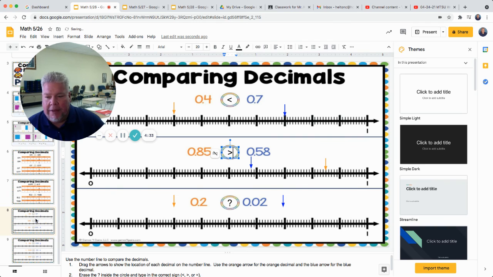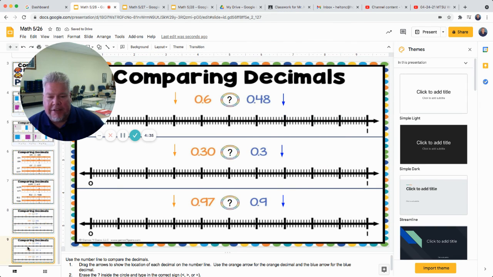All right, do that slide that way and this slide this way. And it should be easy. Again, we did this before with fractions. Now we're just doing it with decimals. I'll let you get on it.